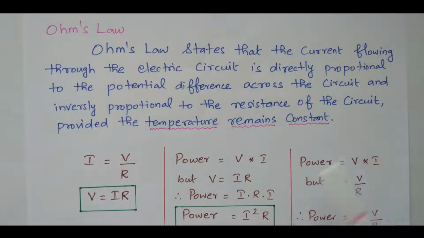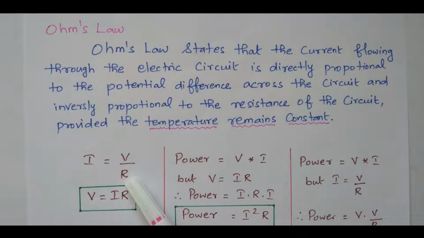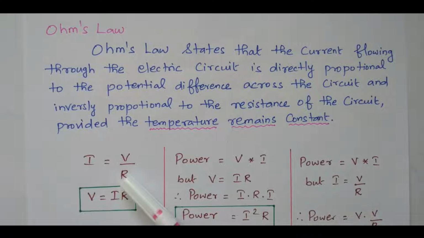So what is the statement given? The current flowing through the circuit is directly proportional to potential difference across the circuit and inversely proportional to resistance of the circuit. I is directly proportional to V by R: directly proportional to potential, inversely proportional to resistance. So by cross multiplying this, we can write V equal to IR. That is a very basic formula in electrical: voltage equal to current into resistance.